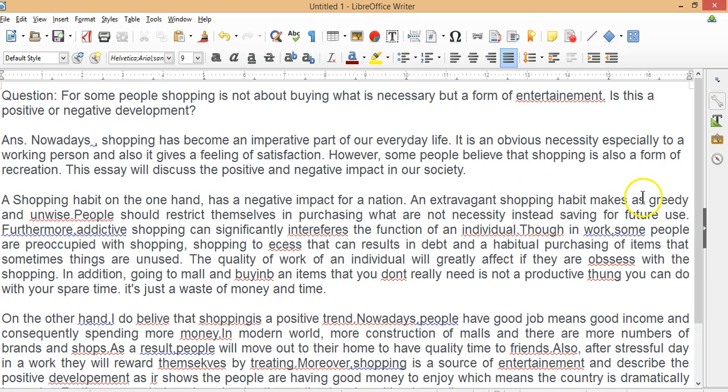shopping habit makes as," what's that, us? "Greedy and unwise." Okay, "people should restrict themselves in purchasing or to purchase." Make it to plus infinitive. "What are not necessity, instead saving for future use." Oh dear. "To restrict themselves to purchase what are not" — don't you mean what is necessary?